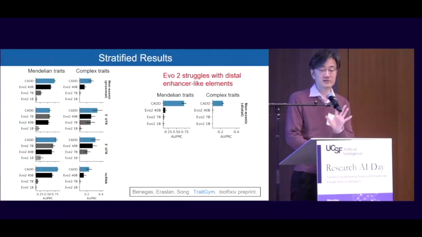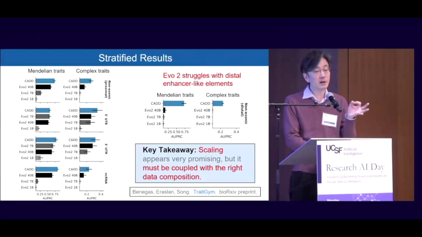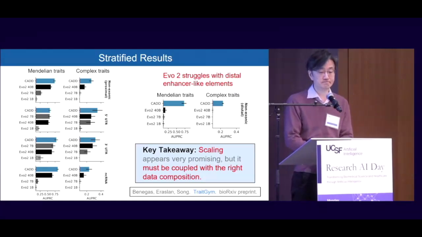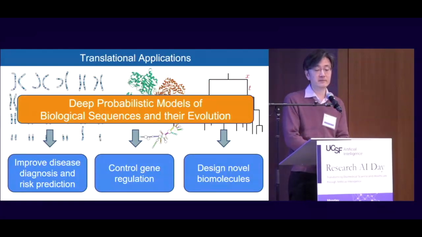Another key message I want to convey is that although EVO2 is working pretty well for promoter regions, UTRs, and non-coding RNAs, it really does not perform very well on enhancers. So the key takeaway is that scaling is really important, but it has to be coupled with the right data curation. So we think that deep probabilistic models for biological sequences have really high potential.